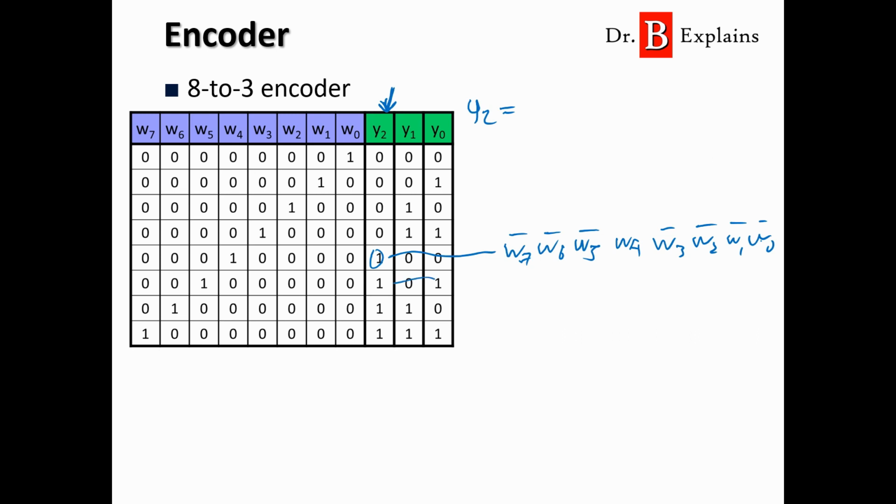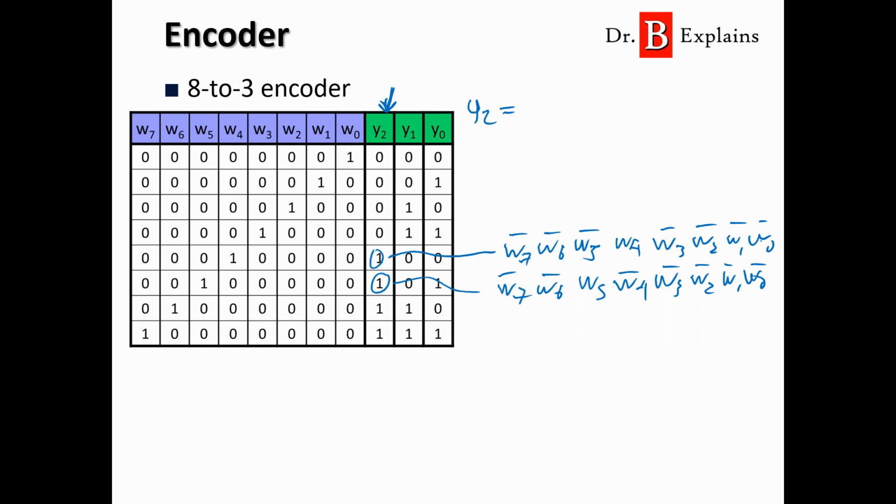So now we have that, and then we have, again, this one. So we have W7, W6, not. Then we have W5, and then W4, 3, 2, 1, and 0. So like that. So I will basically be selecting each of the minterms. So that's what this is doing, each of the minterms.